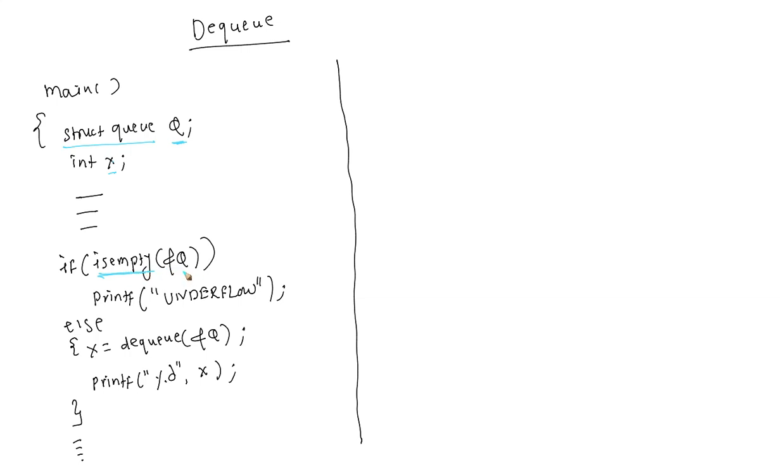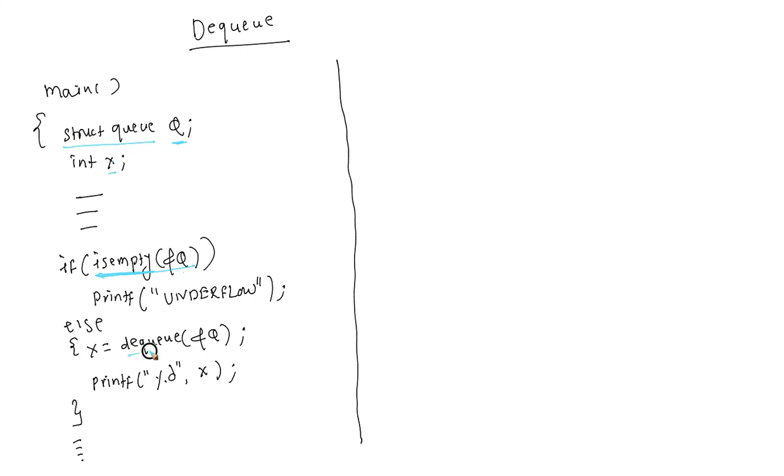This isEmpty will check what f is. If f is -1, it will return 1, saying that yes, the queue is empty. If this function returns 1, that means this condition is true, and I'll print that the queue is empty, it's an underflow. Else, if the isEmpty function returns 0, I'll execute else. It returns 0 when the queue is not empty. If the queue is not empty, I'll perform the DQ operation.